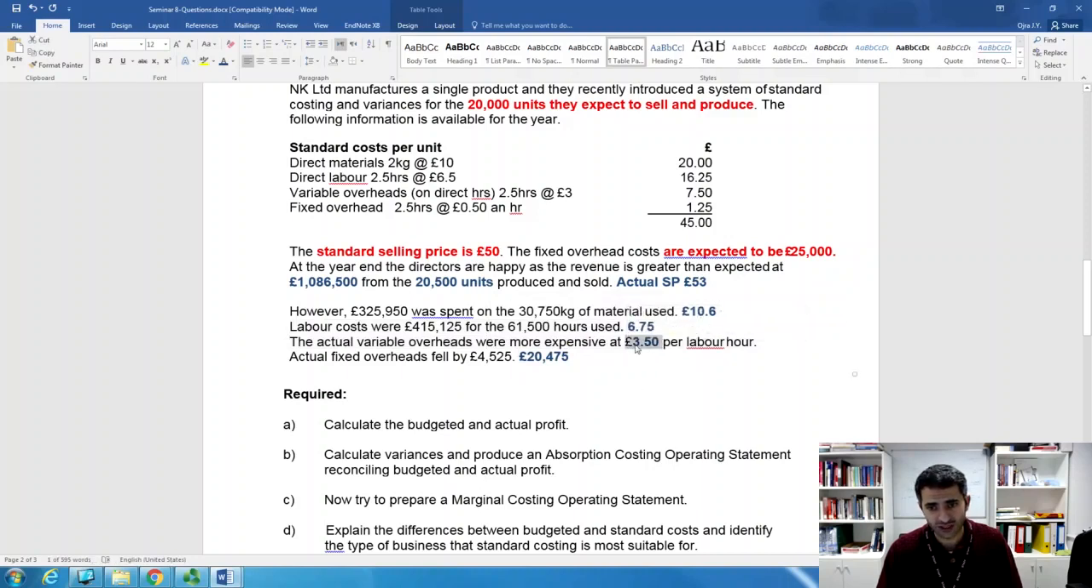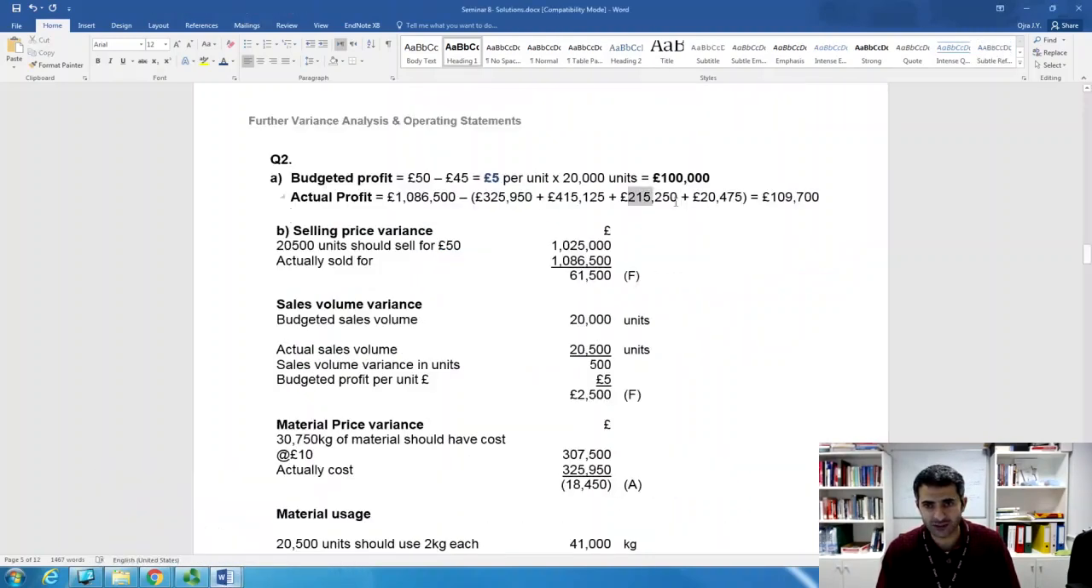So what you need to do is take £3.50 per labor hour and multiply by the actual labor hours, which is 61,500. If you multiply 3.5 by 61,500, that's £215,250, and that's exactly here. That's the total variable overhead cost. So sales minus all the costs, these are all the costs available, gives the actual profit, which is £109,700.